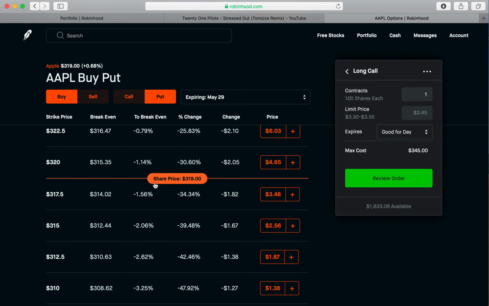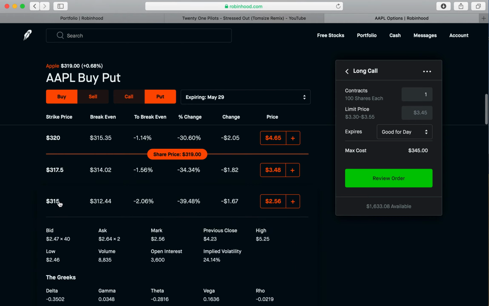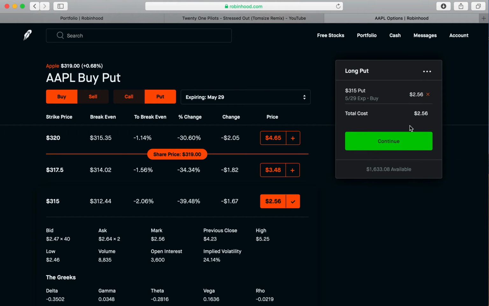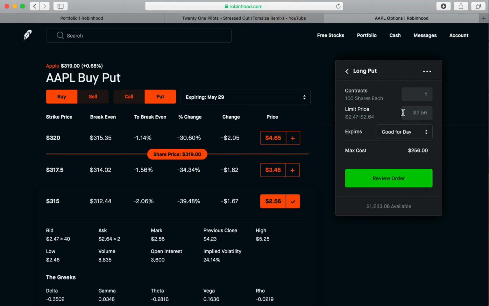But let's say we think Apple's going to be heading lower, and let's say we think it's going to go all the way as low as 315. So we'd click on the 315 strike, click the add, and then we would be able to buy that. Let me close this call right here. So right here you see it's $2.56, but like I said, it's 100 shares, so it's actually $256. So we'd be able to control 100 shares of Apple at 315 for a total of $256.